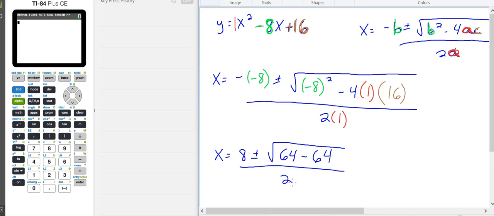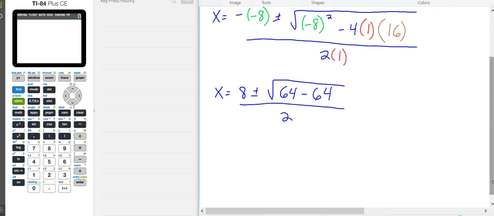Let's simplify this. X is equal to 8 plus or minus 64 minus 64 is 0. The square root of 0 is just 0. So this whole thing is just going to fall out. Plus or minus 0 is going to fall out. We're left with x is equal to 8 over 2, or x is equal to 4.